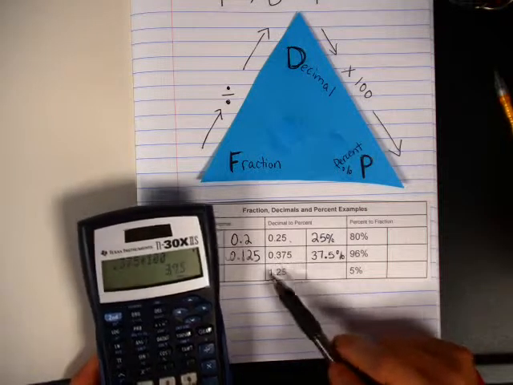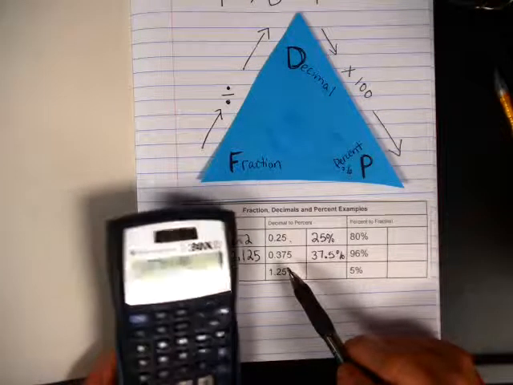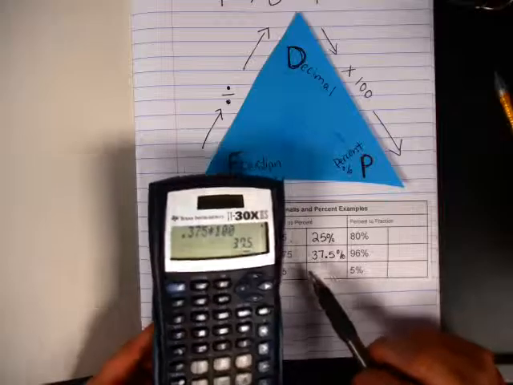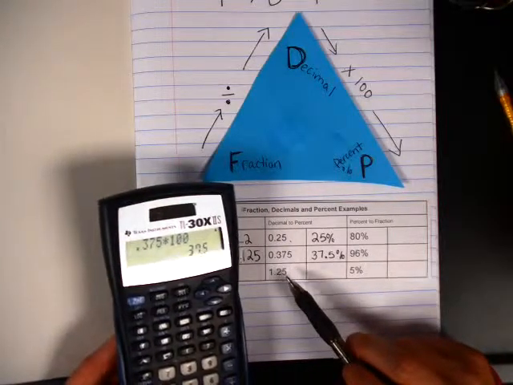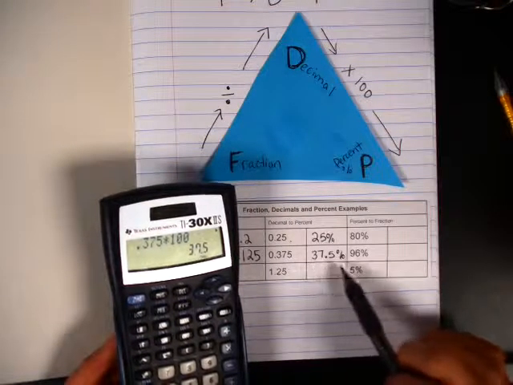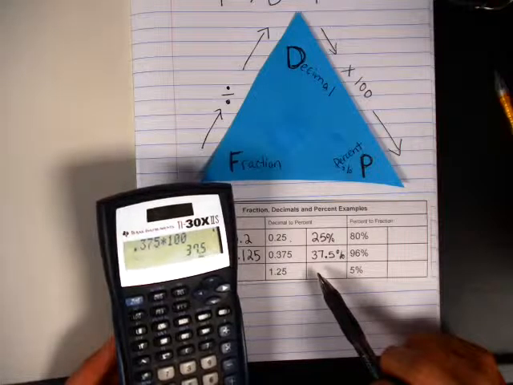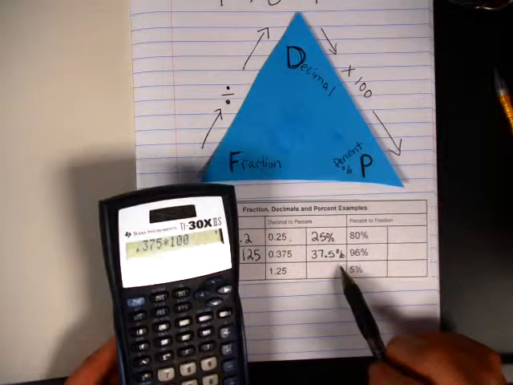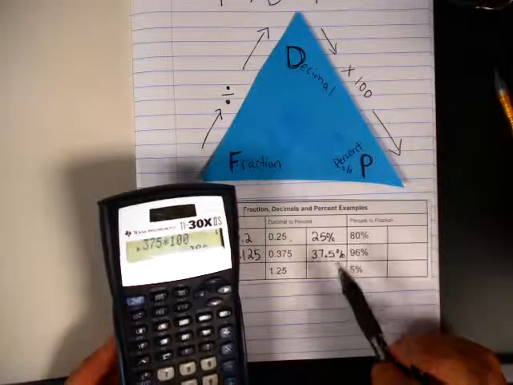Alright, I want you, just like on this last one, to do 1.25 times 100 in your calculator, and you will get your answer. Make sure it has a percent sign.